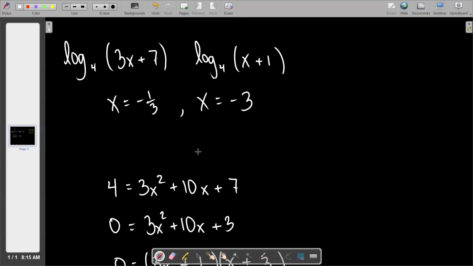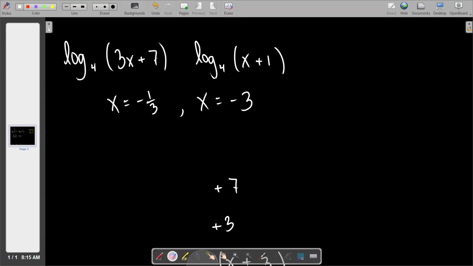So let's test negative 1/3 first off. Let's get the painful one out of the way. Erase a bunch of stuff. So if you put negative 1/3 where the little purple arrow is pointing, what is 3 times negative 1/3? Negative 1. And what's negative 1 plus 7?